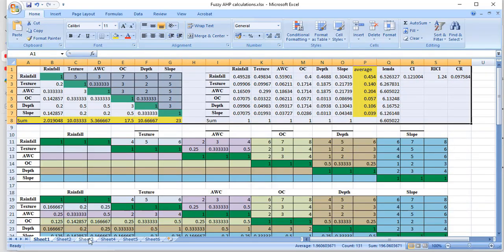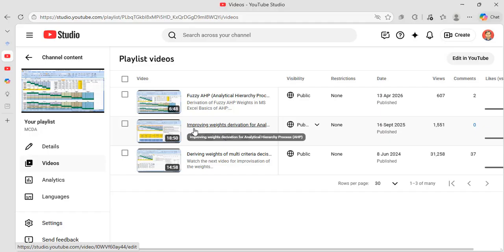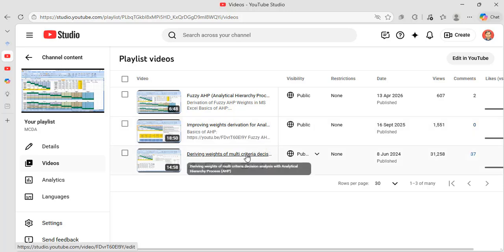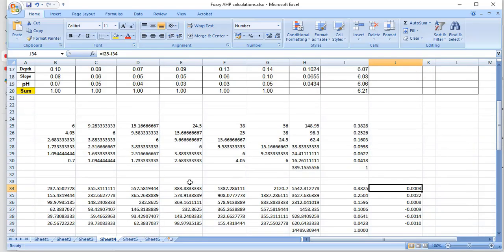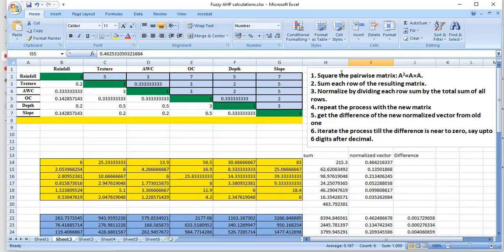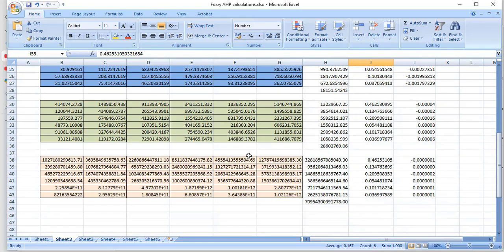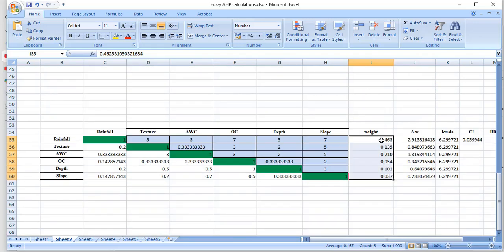And then in the second one, we improved the weights of the crisp AHP like this. We iterated the calculations to get the final weight of the crisp AHP.